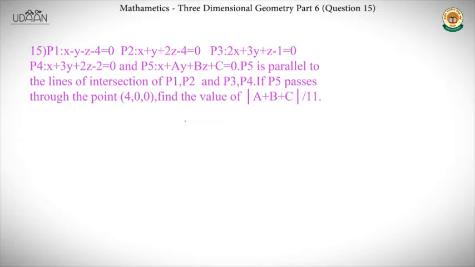Right, now we move to what is given in the question. Plane 5 is parallel to the lines of intersection of P1, P2 and P3, P4. P5 passes through the point 4, 0, 0. Find the value of mod a plus b plus c by 11.